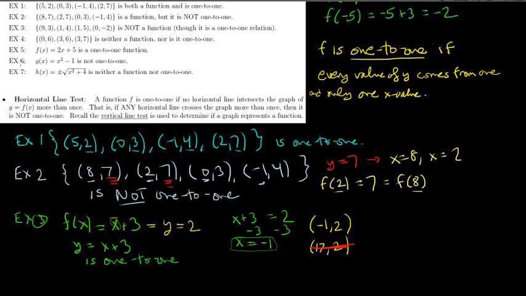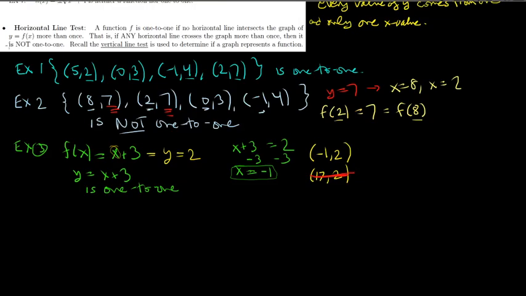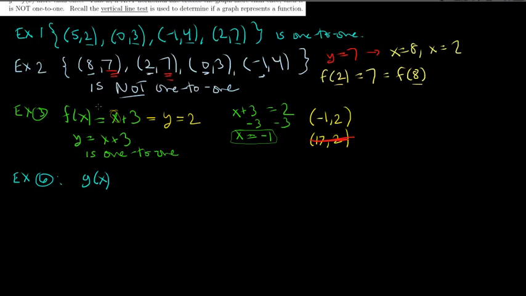So let's jump to example 6 here. In fact, I'll just bring it down over here. So example 6, we have a function, I'll call it g of x, just because it's a different function here. And what was it? X squared minus 1. So g of x equals x squared minus 1. Is g 1 to 1?